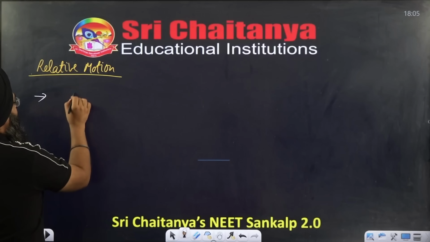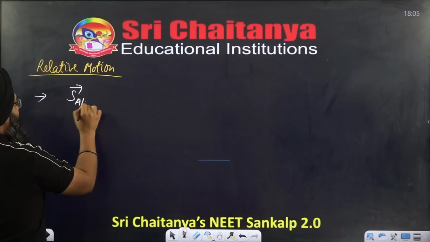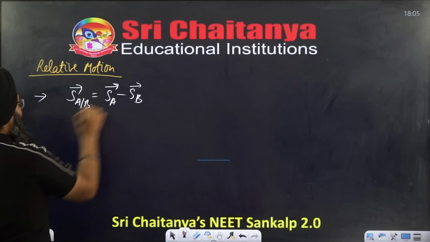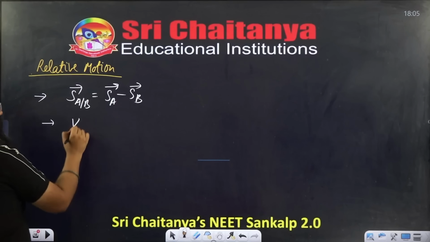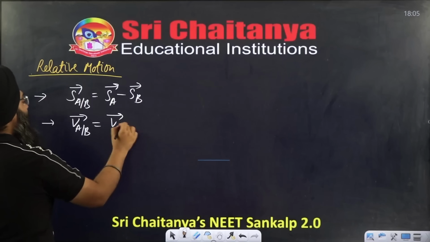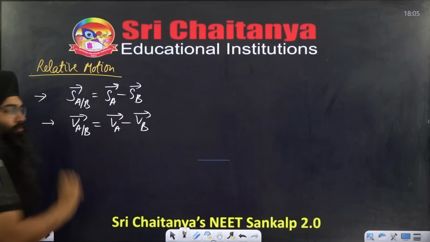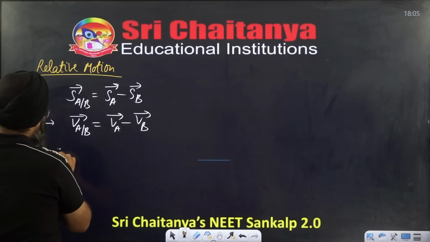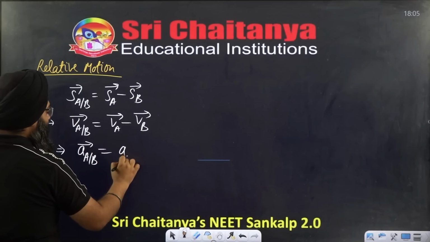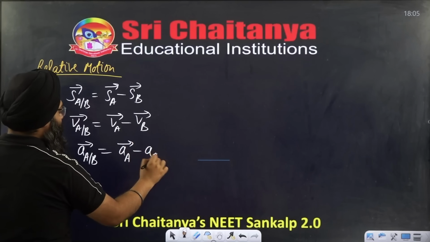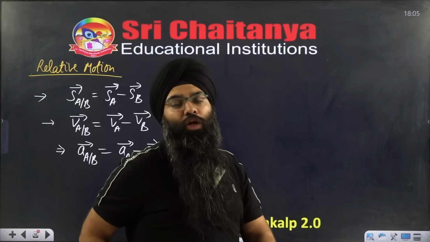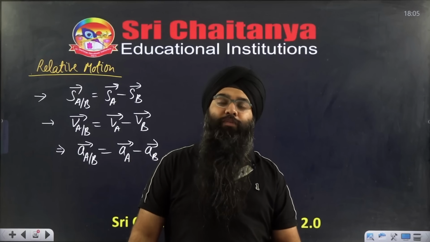First formula will be displacement of A with respect to B will be displacement of A minus displacement of B. If you differentiate this term, you will get velocity. So velocity of A with respect to B will be equals to velocity of A minus velocity of B. If you differentiate this further, what you will get? Acceleration of A with respect to B, that will be equals to acceleration of A minus acceleration of B. So basically, these are the only formulas which you require for solving the relative motion concepts.